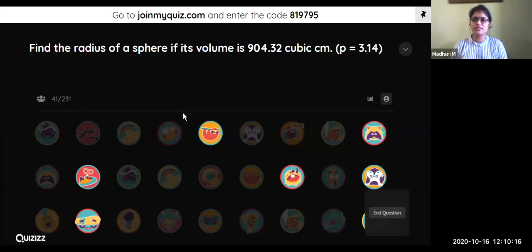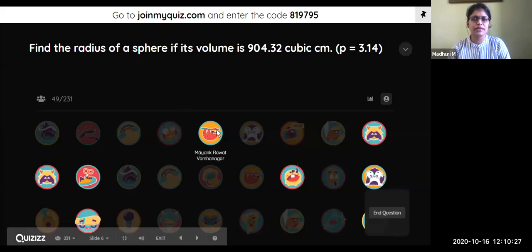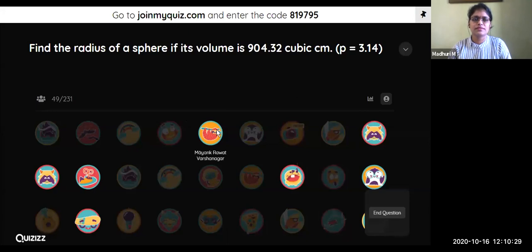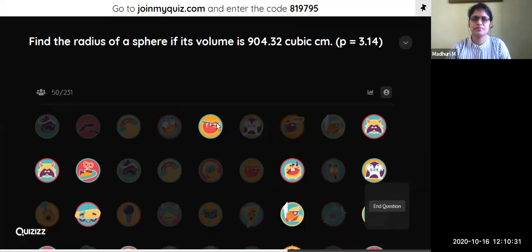So everyone, what is the radius? It's just 3 times 2. And you all know what is 3 times 2. So you're left out with simple calculations. Everyone try out it quickly.